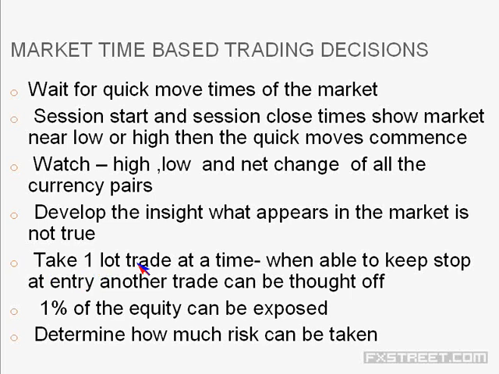Then take only one lot trade at a time. If you are having less than $30,000 as a usable margin, try to take one mini lot. If it is more than $30,000 as a usable margin, try to take one standard lot, irrespective of the leverage you are trying to use. Then, when you are able to keep the stop at entry, you can think of another trade.